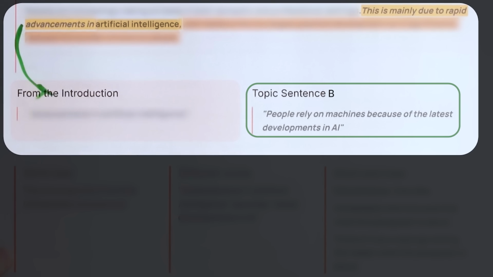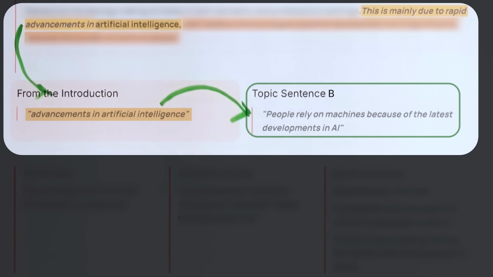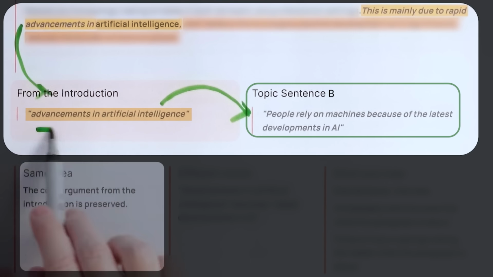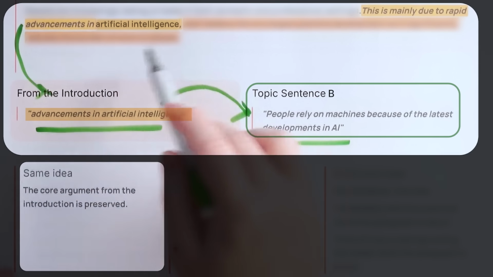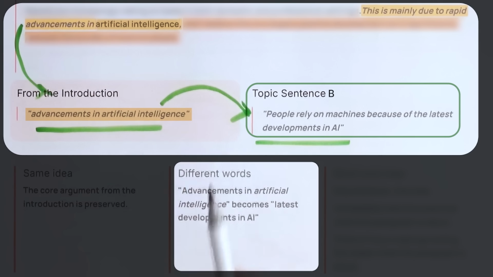They took this from the introduction and they just paraphrased it and put it into their topic sentence at the start of their main body paragraph. People rely on machines because of the latest developments in AI. So what is the examiner thinking? The examiner is thinking, does this mean the same thing? Are these actually linked together? Yes, they are. Have they used different words? Have they paraphrased enough? Yes. So for example, advancements in AI becomes the latest developments in AI.